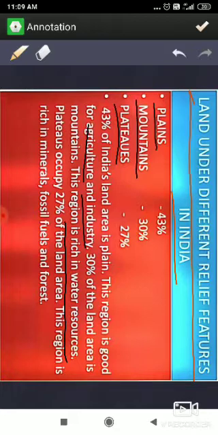The next one is plateau. Plateau occupies 27% of the land area, and this region is rich in minerals and fossil fuels. Minerals and fossil fuels in the plateau region are very enormous and famous, and this provides different types of minerals which are essential for the growth of industry, as industry rises with the help of minerals. So, southern parts of India, namely Jharkhand, Chhattisgarh, Odisha, Karnataka, Maharashtra, Madhya Pradesh, are the regions rich in minerals, and this comes under plateau region.